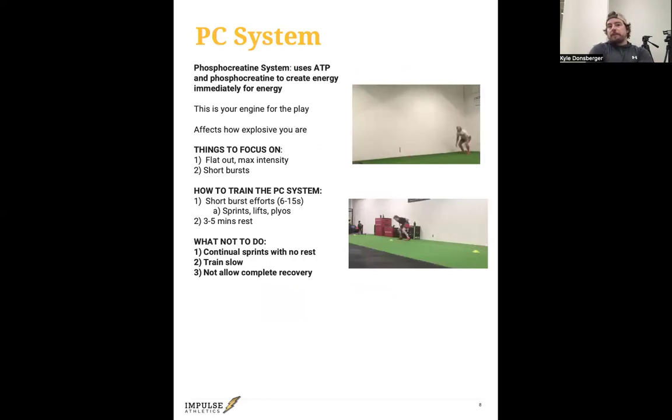So we want to focus on flat out max intensity and short bursts. It has to be under that 15 seconds. So we're doing those short bursts for 6 to 15 seconds. That's something like sprinting, your lifting, your squats, your plyos. And then we're taking that full rest. So we're taking that 3 to 5 minutes rest.